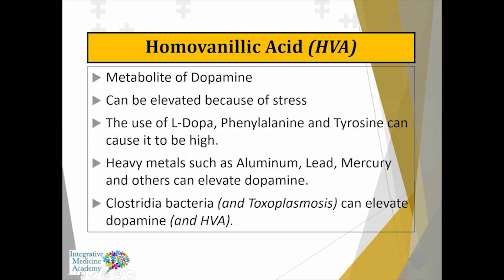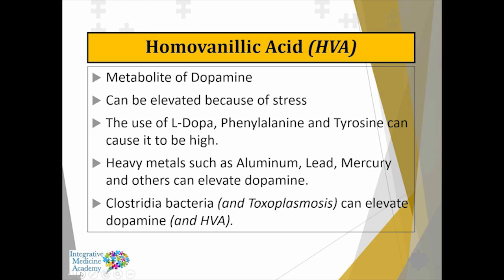The main one we're looking at is homovanillic acid, abbreviated HVA. This is a metabolite of dopamine. I'll show you the biochemistry shortly. It can be elevated because of stress, and then you have to ask the question, what kind of stress? Because stress can come in many different forms. Most people's stress is mental and emotional, but there can be physical stress.